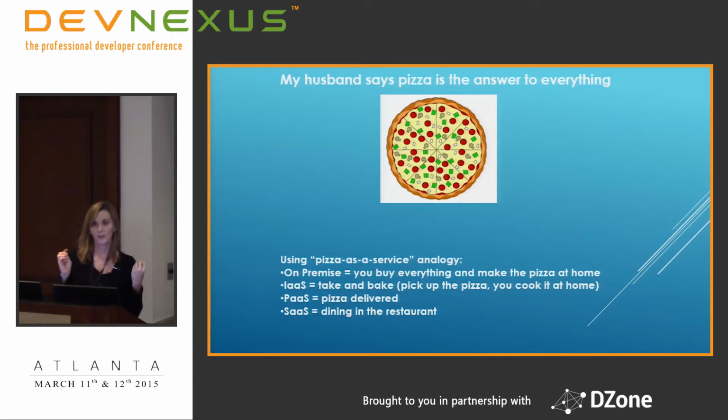Albert Barron is an IBM Bluemix team member who came up with this idea to help people understand the differences between the types of service. Where you can be on-premise, you get everything, make the pizza at home. Or similar to infrastructure as a service, you would take and bake the pizza where you only do part of it, or you have the pizza delivered where you don't have to do a whole lot, but you still get to enjoy it. And then the SaaS is where everything's pretty much there, ready for you. You just go dine on a pizza in the restaurant and you're done.